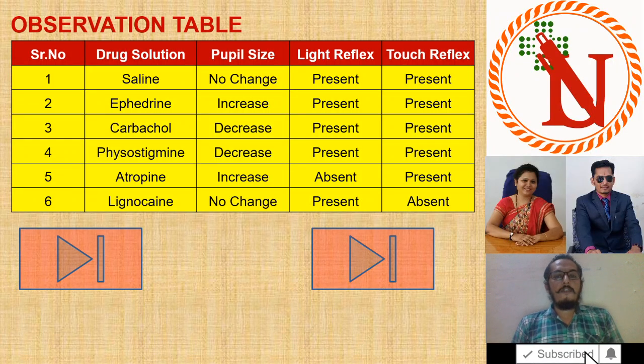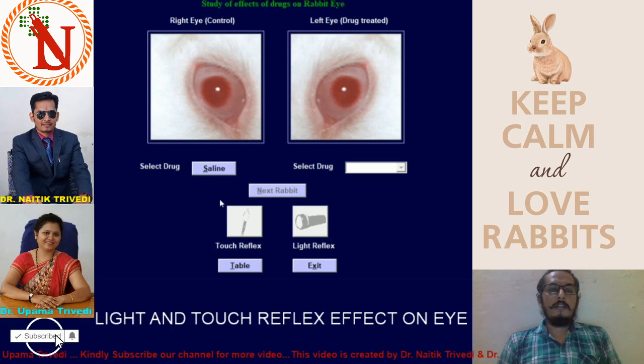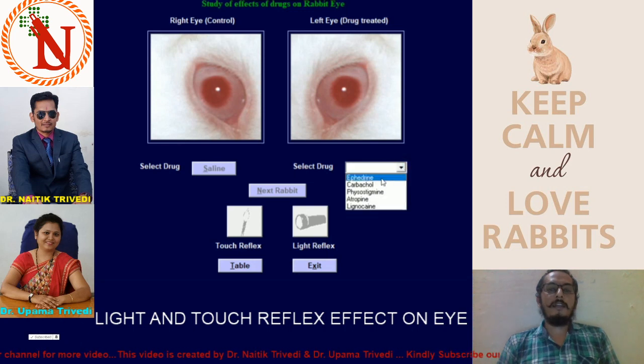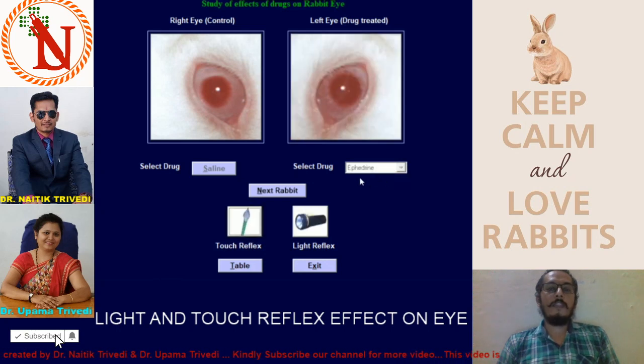Here is one more video to get a good idea about this practical. Here I have taken the right eye as a control, with saline added, and the left eye as drug treated. I add ephedrine, a sympathomimetic drug. So see, it produces dilation of the pupil.